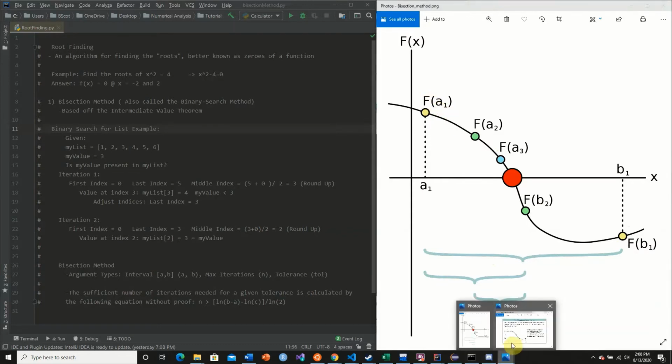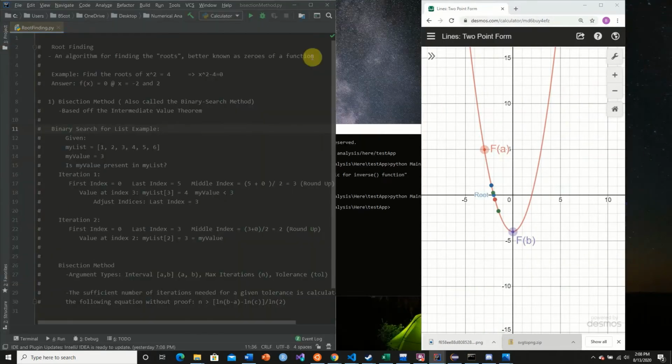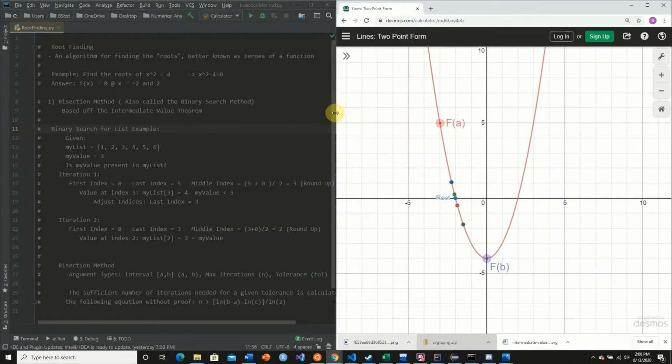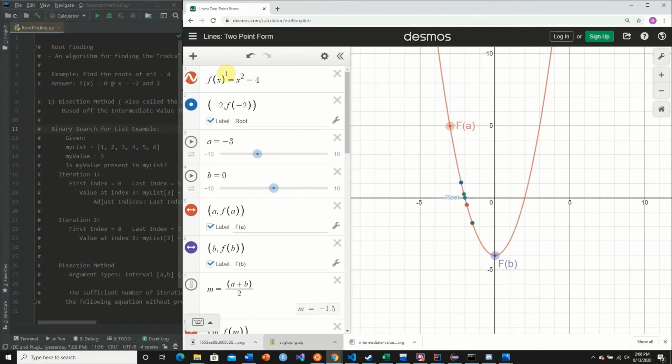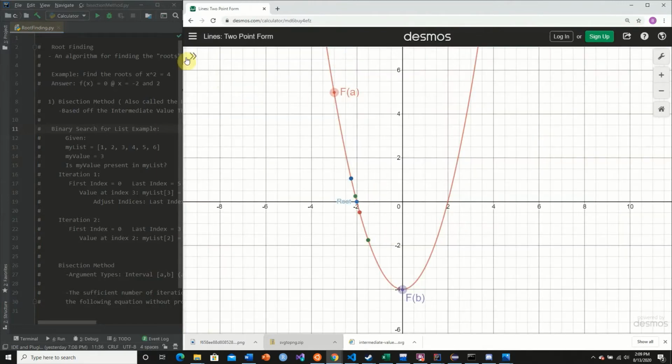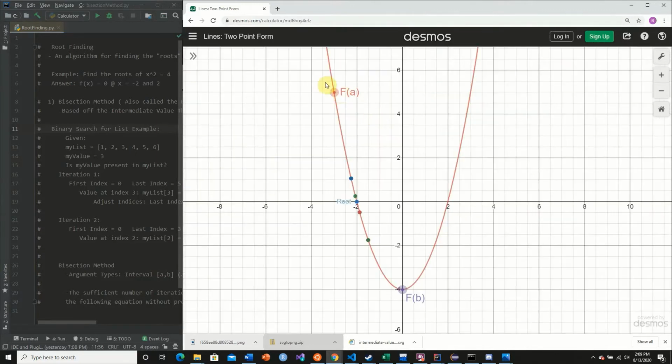And so here I'm going to bring up a quick picture. I'm going to adjust this as so. So here we have an example. Let's say we're given the function, once again, x squared minus 4. We choose our interval as such. We choose a to equal 3 and b to equal 0. So we choose our interval a and b.